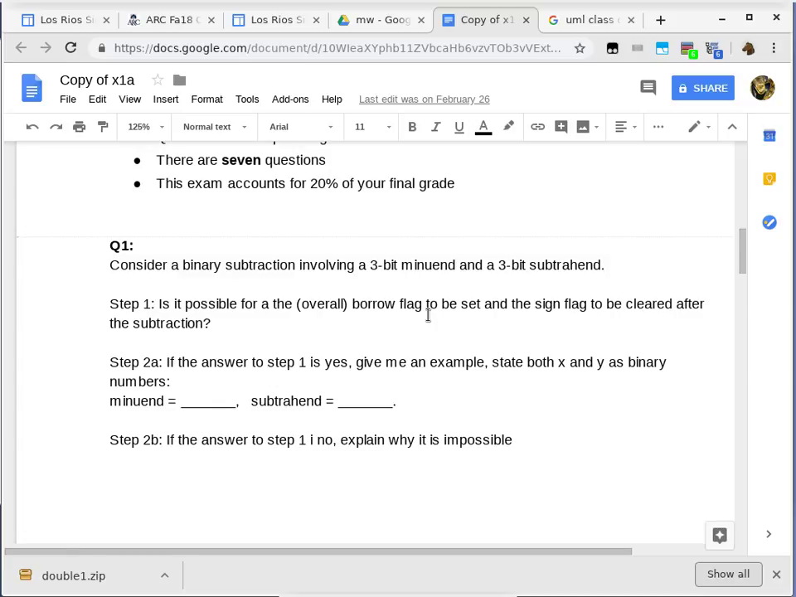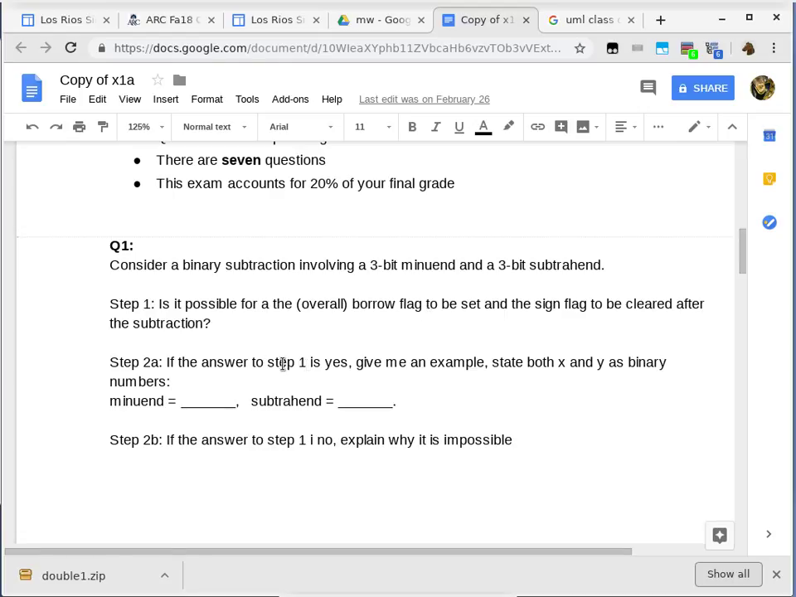Now if you want to be extra clear, you can always say yes, it is possible, or no, it is not possible. So are we okay with that? What is considered clear? There's no implicit answer. Okay, step 2.